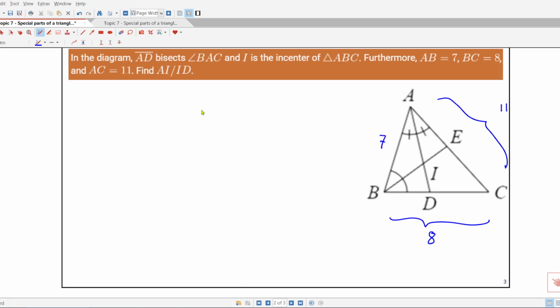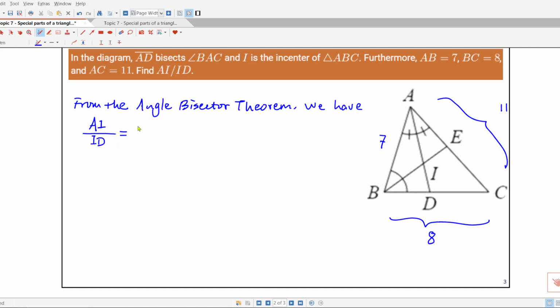So here we are looking for a ratio and we have an angle bisector. So we can try using the angle bisector theorem, right? Since I is the in-center of triangle ABC and BE also bisects angle ABC, this angle equals this angle here, right? Therefore, BI is an angle bisector of angle ABD. So from the angle bisector theorem, we can have AI over ID equals AB over BD, right? You follow me?